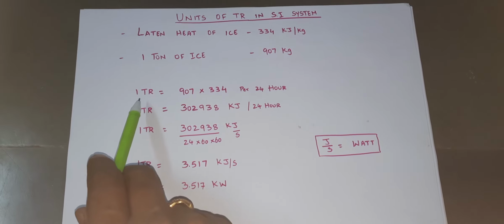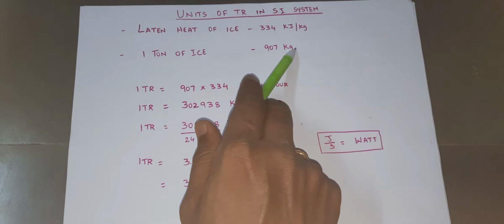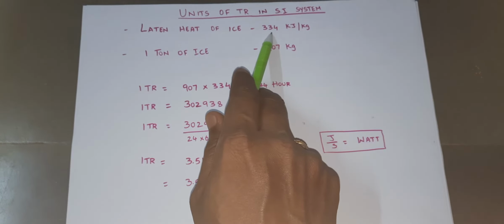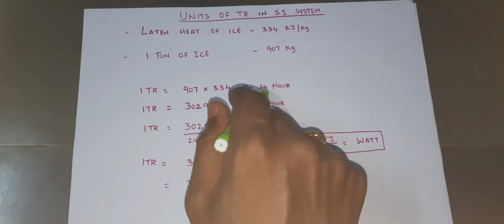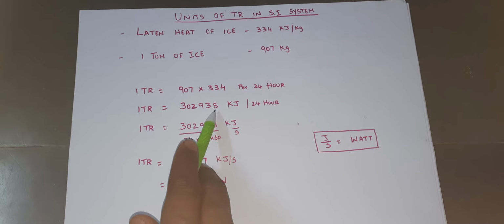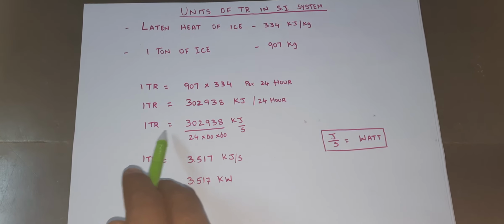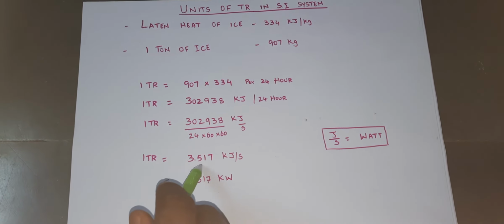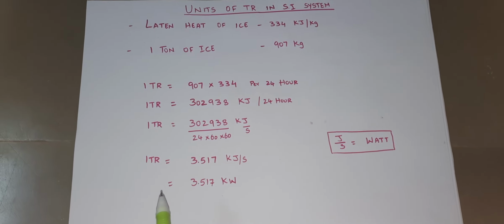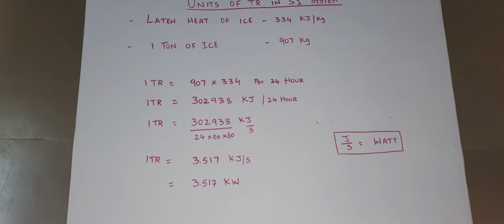Let's calculate TR. 1 TR is equal to 907, that is kgs, into 334, that is latent heat, 334. It is per day, means per 24 hours. That is equal to 302938 kilojoule per day or 24 hours. Then that is equal to 3.517 kilojoules per second. If you convert it into watt, it is equal to 3.517 kilowatt.